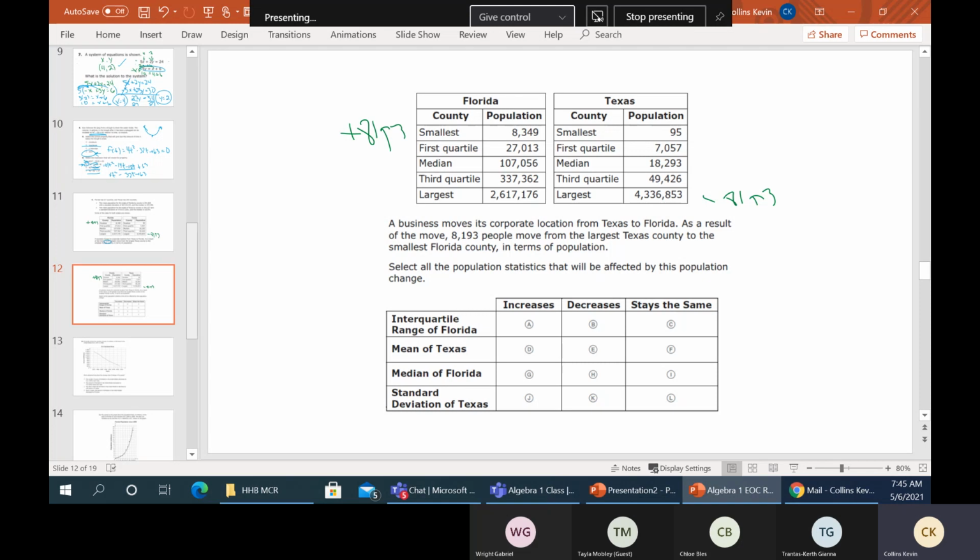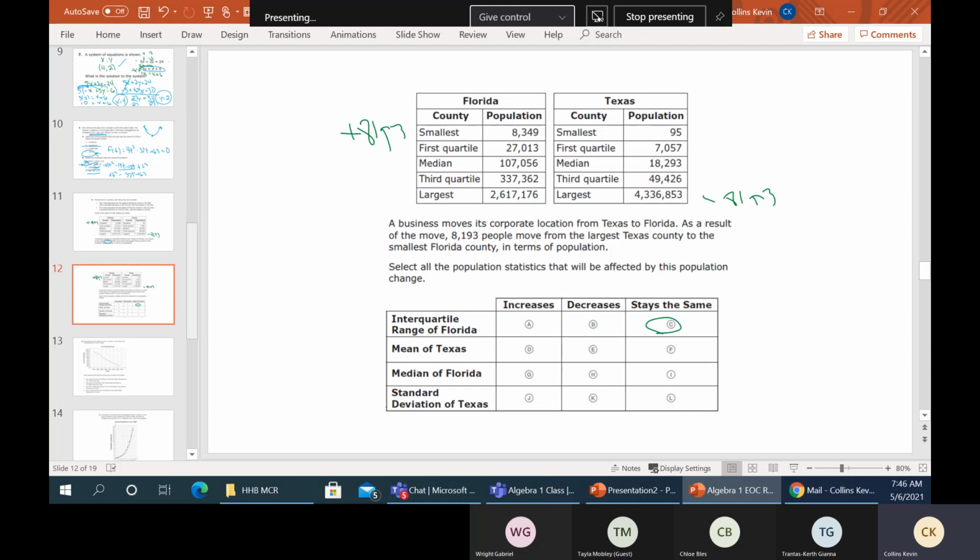So the interquartile range, that's the middle 50%. This is sort of on the outside, right? So if we add a few people at the bottom of the food chain for Florida and we subtract some people from Texas, the middle 50% is probably going to stay the same. So I think we can go with that one. So again, this is just kind of logicking this thing out.